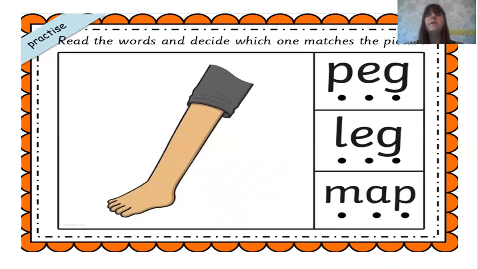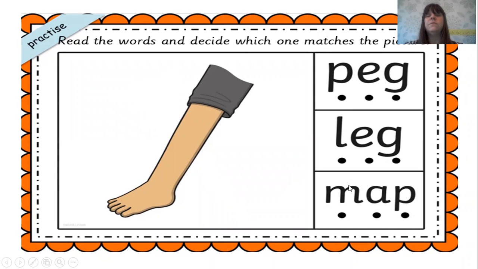And the last one in our practice section is a picture of a leg. What does leg begin with? Let's sound it out. Leg, leg. Let's check our first sounds from all our words. So this word has a P. Cross that one out. This one has an at the beginning, so it could be that one.